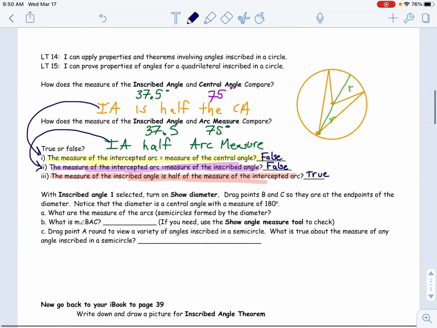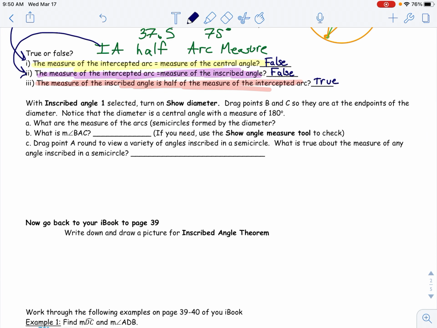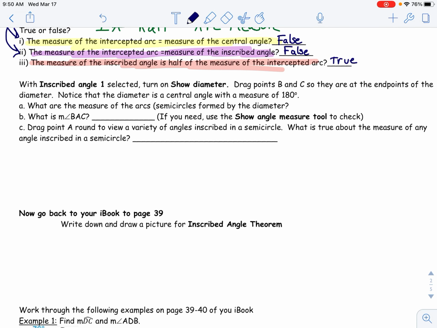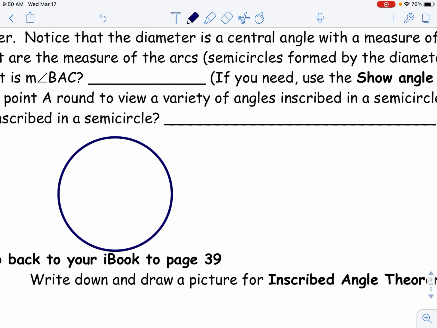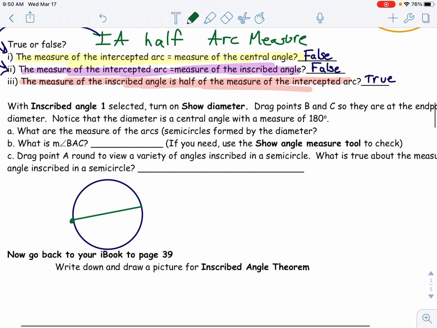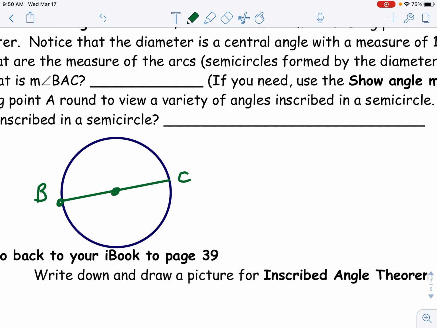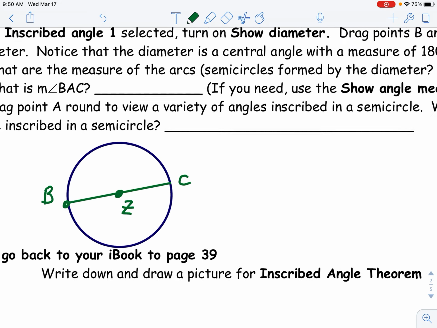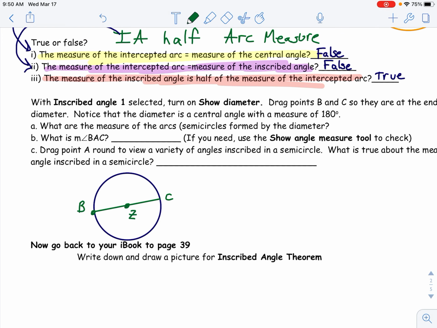All right? So now it tells me to go back to gizmos, but just to save time, I know time is a very valuable thing for you, we're not going to go to gizmos. What we're going to do is draw a nice circle. So you still draw all these items. We got some random circle, and I'm going to draw a diameter. Let's call this B, C, and let's call this Z, just for fun. We got circle Z with a diameter BC.